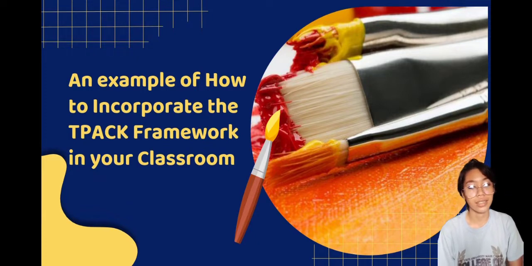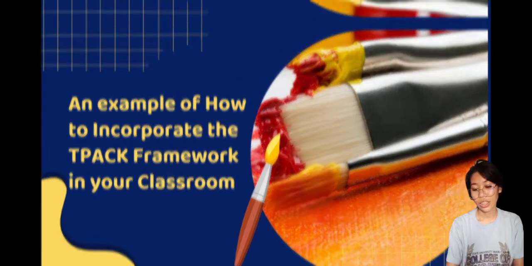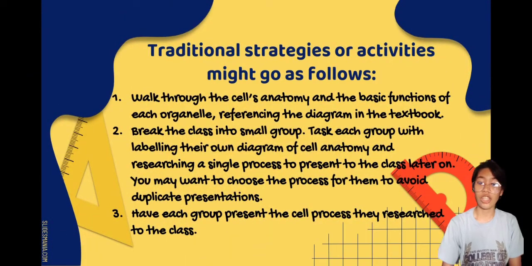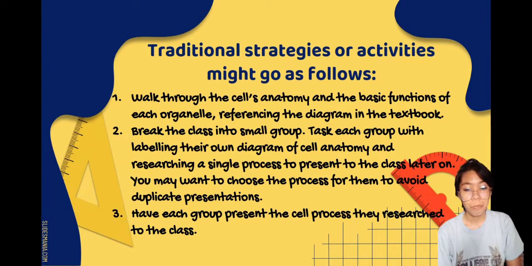So imagine you are a 7th grade life sciences teacher. The topic is cell anatomy of animal cells, and explaining how the organelles work as a system to carry out the necessary functions of the cell. So here are the traditional strategies or activities, which might go as follows.